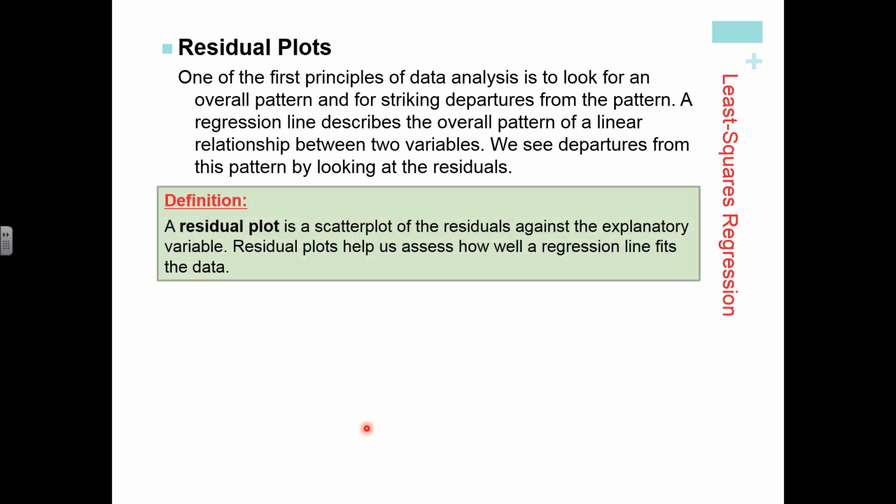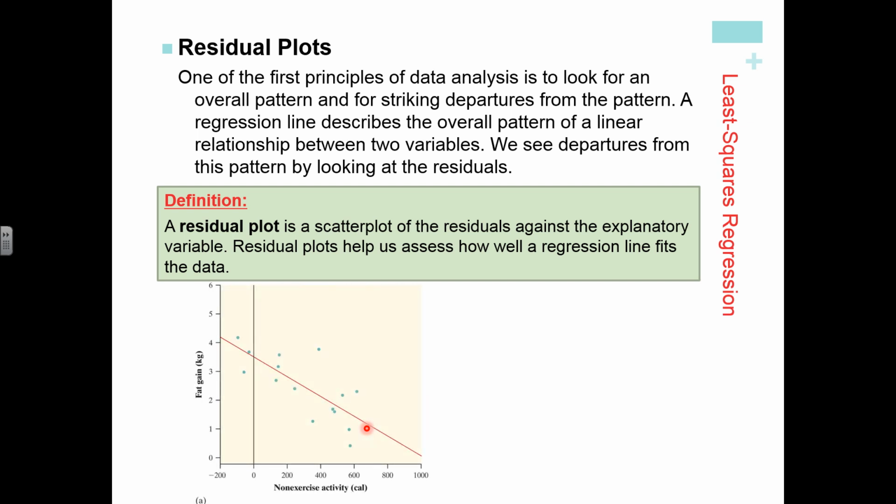With that being said, we always want to graph our data, figure out what we see, and notice any trends and patterns. We also always look for outliers and any departures from those patterns. A residual plot helps you see if you have any departures from your pattern, anything that looks fishy or funky. So a residual plot is very helpful in figuring out how well the regression line actually fits the data. Here's our regression line.